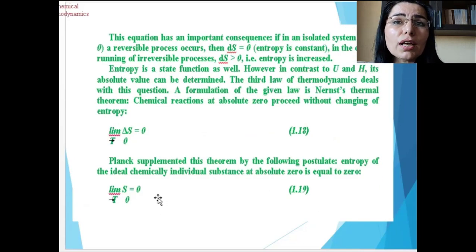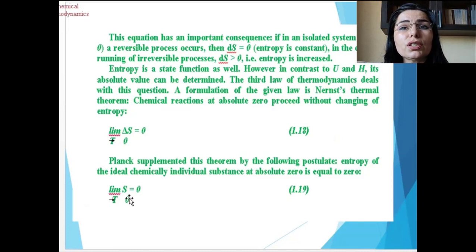And this equation has an important consequence. If in an isolated system dQ is equal to 0 and a reversible process occurs, then the change of entropy is equal to 0 and entropy is constant. In the case of running of irreversible processes, entropy is increased. Entropy is a state function as well. However, in contrast to U and H, its absolute value can be determined.